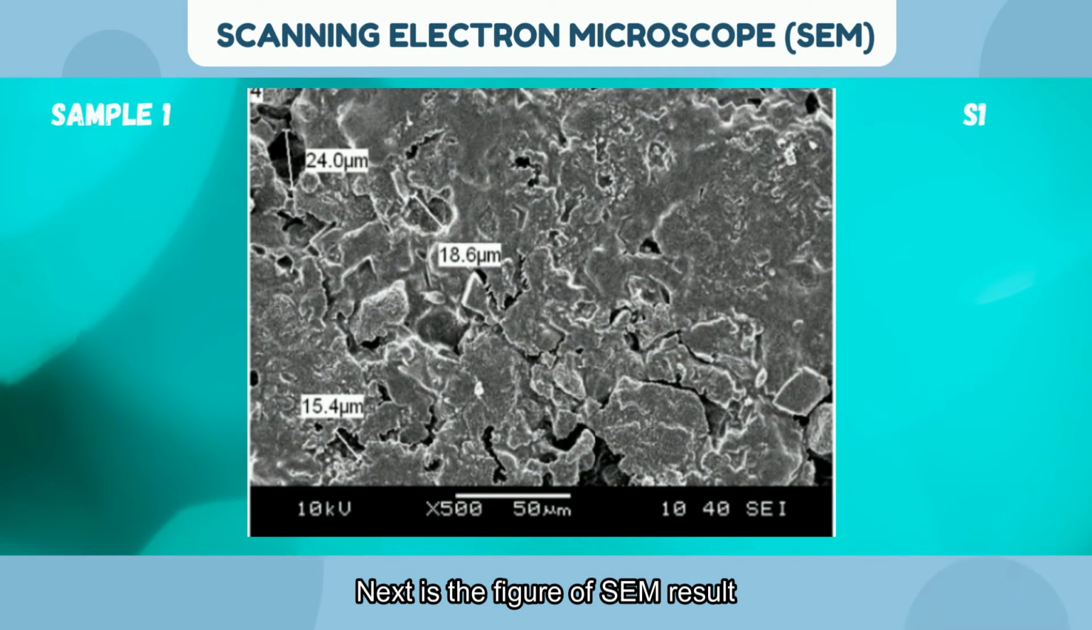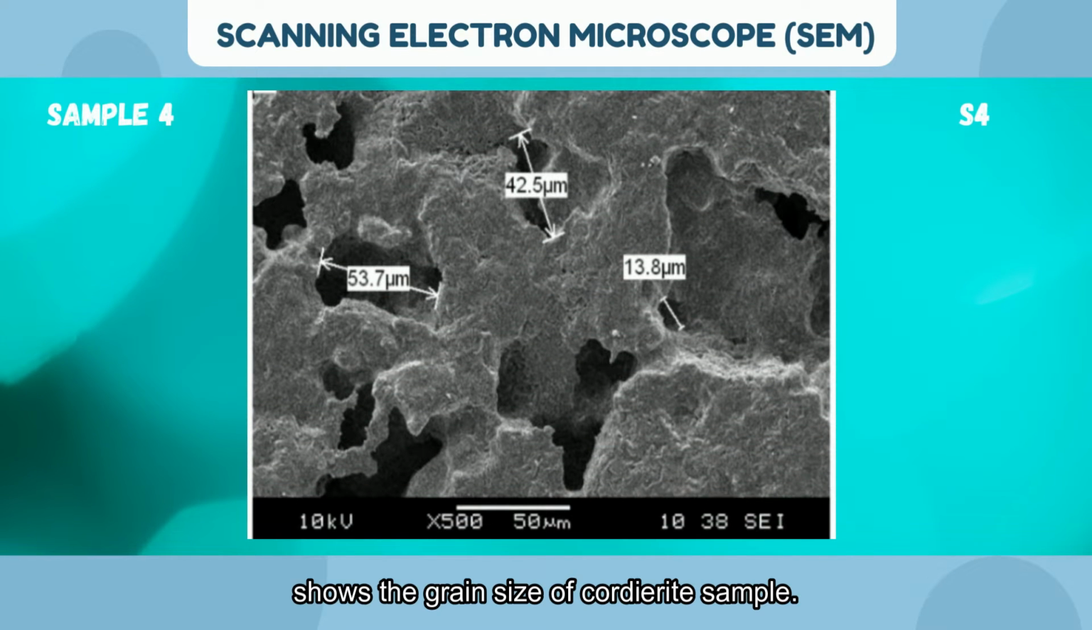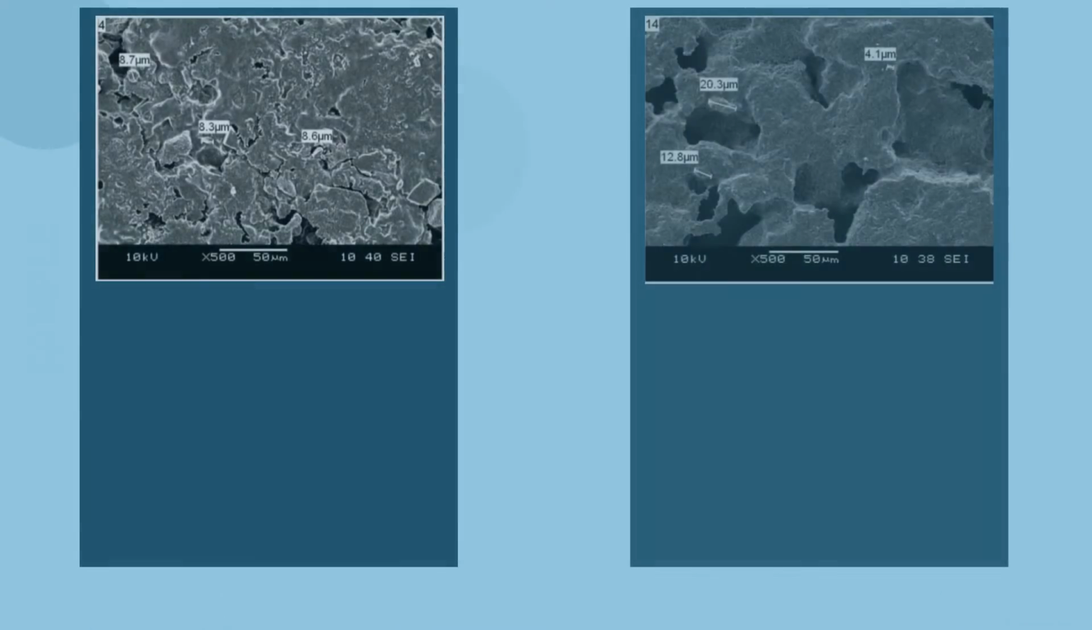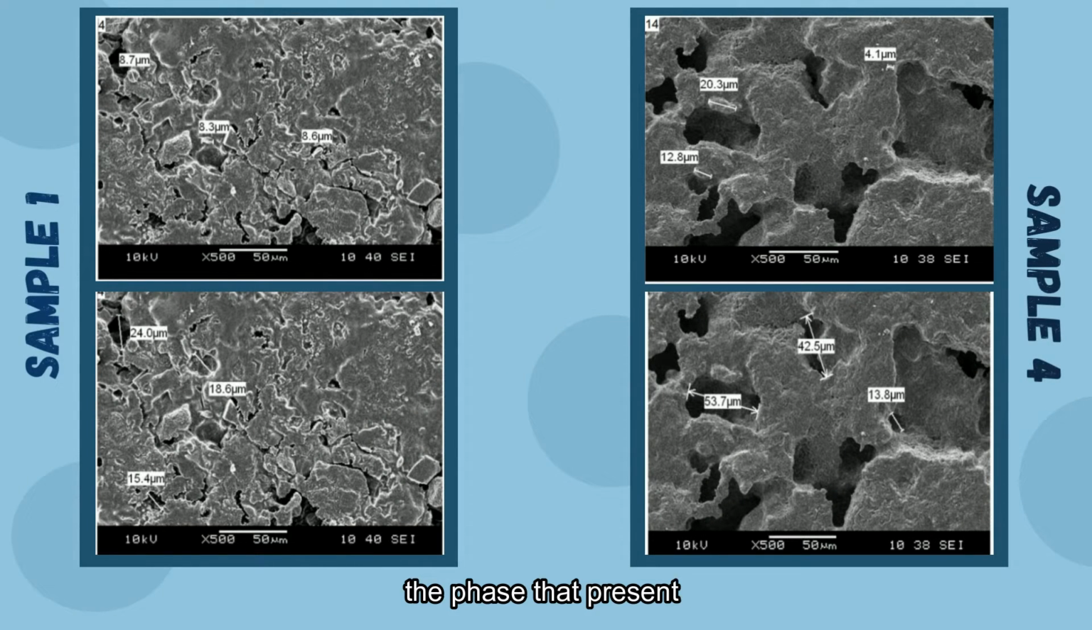Next is the figure of the SEM result on sample S1 with 0% of sludge that shows the grain size of the cordierite sample. The grain size for sample 1 is smaller. The figure of the SEM result on S4 with 95% of sludge shows the grain size of the cordierite sample. For sample S4, the grain size is larger compared to sample S1. According to the XRD result, the phase that is present is alpha cordierite. At alpha cordierite, it shows a fine microstructure formed over the surface of the sample. The microstructure that is present is practically fully dense at a temperature of 1250 degrees C.